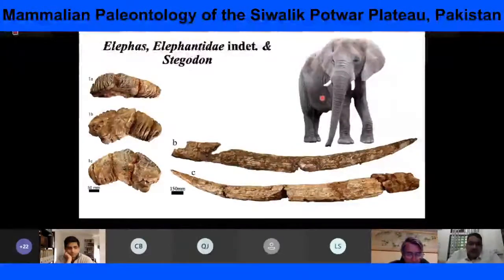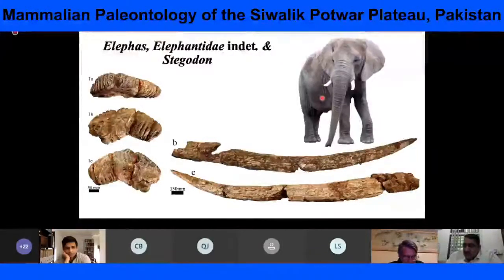From the Pabbi Hills, as proboscideans, we have collected Elephas, Elephantidae, and Stegodon fossils. In the case of Elephantidae, the tusk is broken proximally. The tusk is slightly laterally and medially compressed, gradually tapering distally. Its cross-section is oval. The total length of the tusk on the outer surface is almost 187 centimeters, more than 6 feet. The original length would be more than this because approximately 45 centimeters was broken.